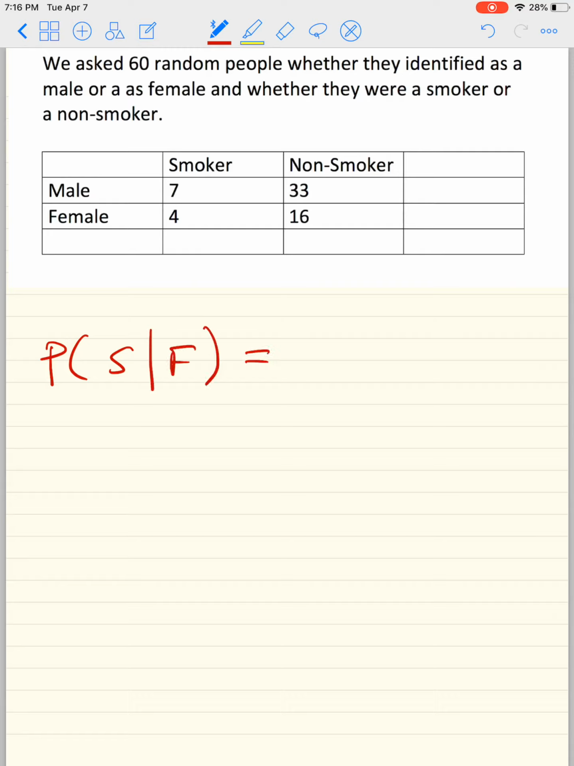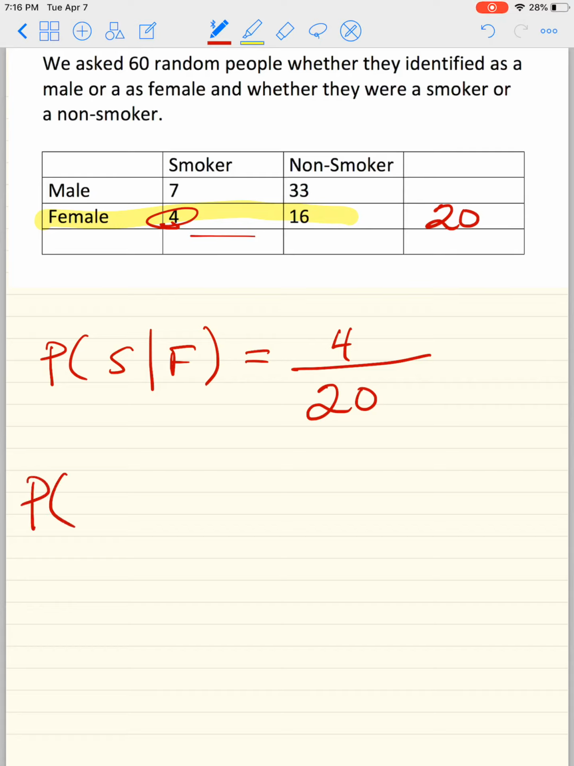So how many of them are females? This is my females. So that's 20. Out of those 20, how many of them are smokers? That's your smokers. So it's 4 out of 20. So the conditional probability doesn't look at the total. It says, let's break them up into what I'm interested in and then choose from that group. So that's your conditional probability.